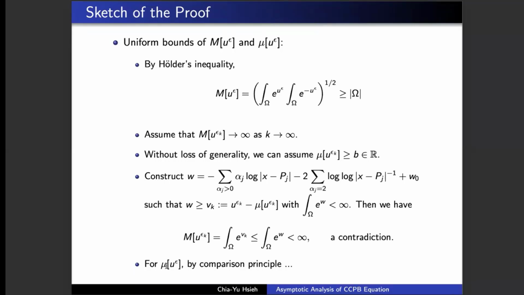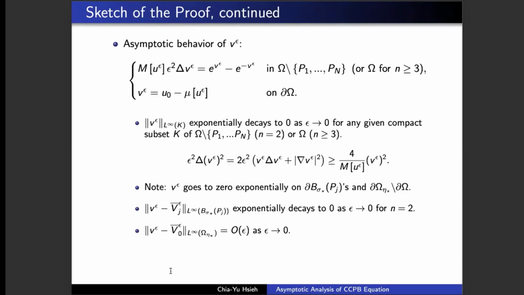And as for the uniform bound of mu, it will follow the same idea to apply some comparison principle to get some control of mu. But the argument would be a little bit more complicated, so I will skip all the detail here. Okay, so now with the uniform bound of m and mu, we can start to have some properties of the solution of V. Okay, let's see the equation of V.